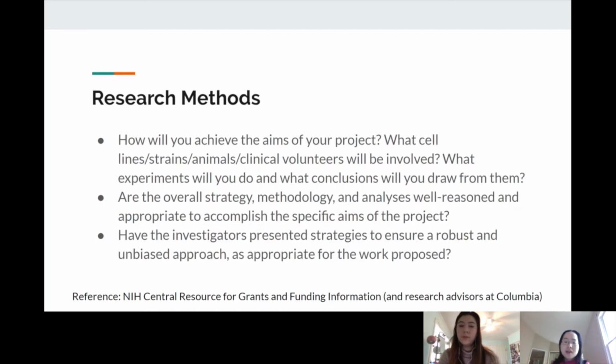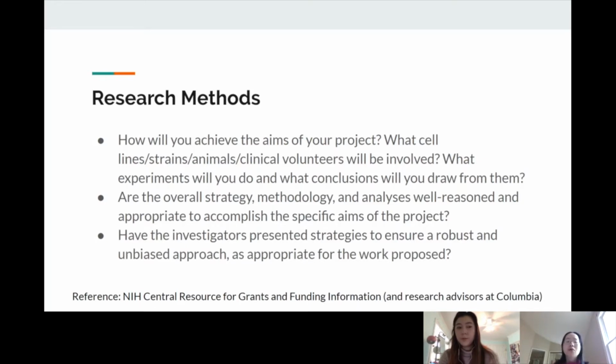So for research methods, take a look at how you will achieve the aims of your project. So now that you have an idea of, this is what I'm trying to investigate, this is what I'm trying to discover or create, how are you going to do it? What cell lines or strains or animals or clinical volunteers will be involved? What experiments will you do, and what conclusions will you draw from them? So how will you set up your experiments, and what will you be able to conclude based on the data that you gather from those experiments?